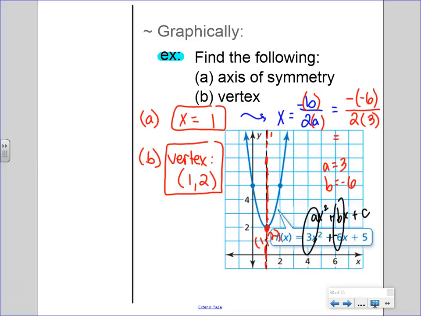Okay, so we need to go ahead and simplify. What's a negative times a negative? Positive. And what's 2 times 3? And what's 6 over 6?